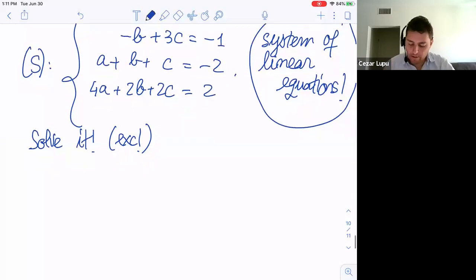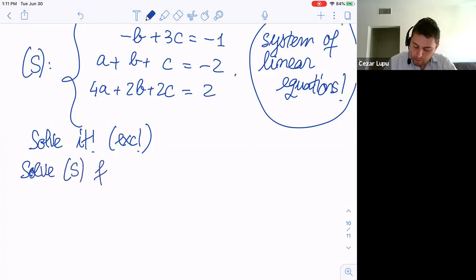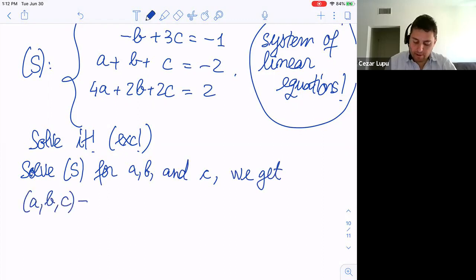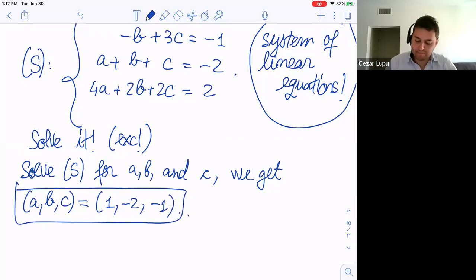Once we solve this for A, B, and C, we get the following set of solutions. A, B, C, as you can imagine, has a unique solution. It will be 1, -2, and -1. So that's the solution for the system.